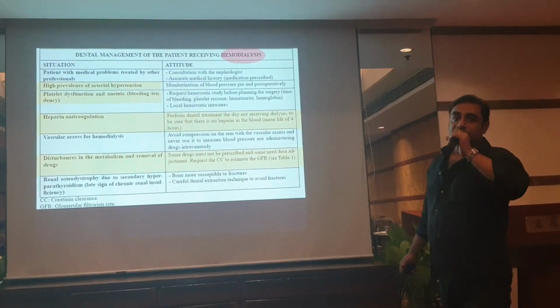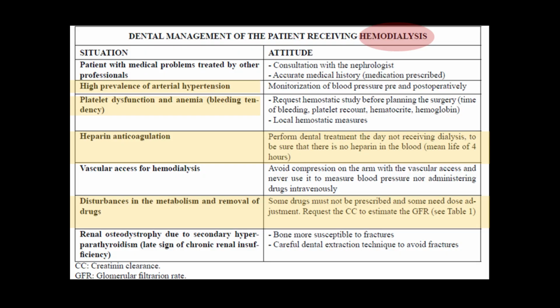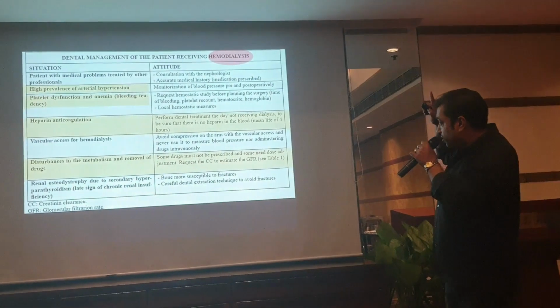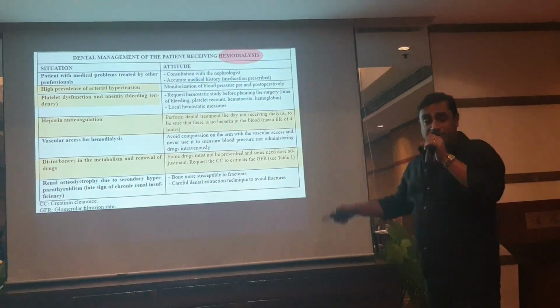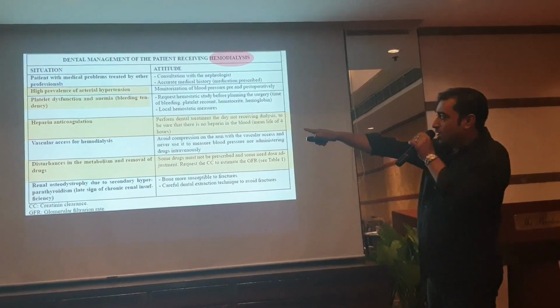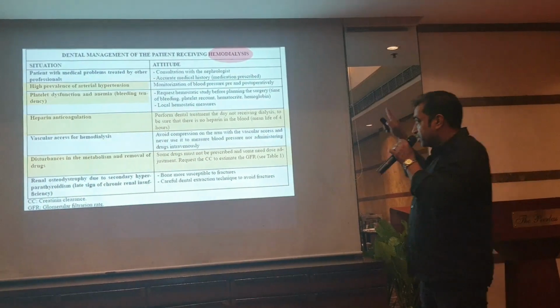Hemodialysis patient. So CRD got much worse and now the patient is on dialysis. Remember, this patient will have a high prevalence of arterial hypertension, platelet dysfunction and anemia will be problems, so there will be bleeding tendency. Remember that this patient is getting dialysis, so heparin goes into the patient every time the patient goes for dialysis. Perform dental treatment the day the patient is not receiving dialysis to be sure that there is no heparin in the blood. Mean life is 4 hours, 6 hours is the maximum that we discussed. So heparin anticoagulation is the issue. Perform dental treatment the day when the patient is not receiving dialysis.